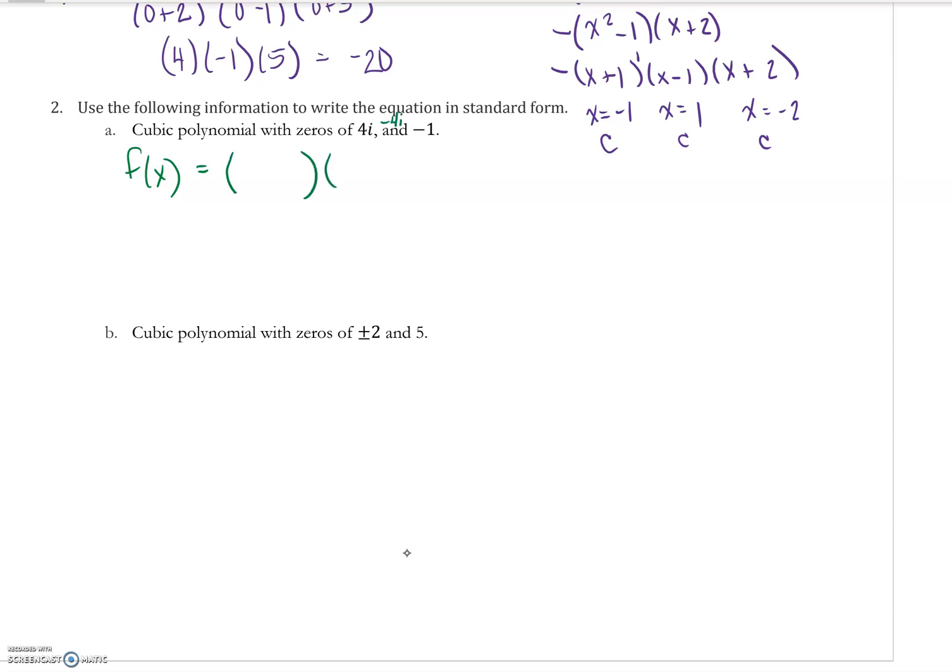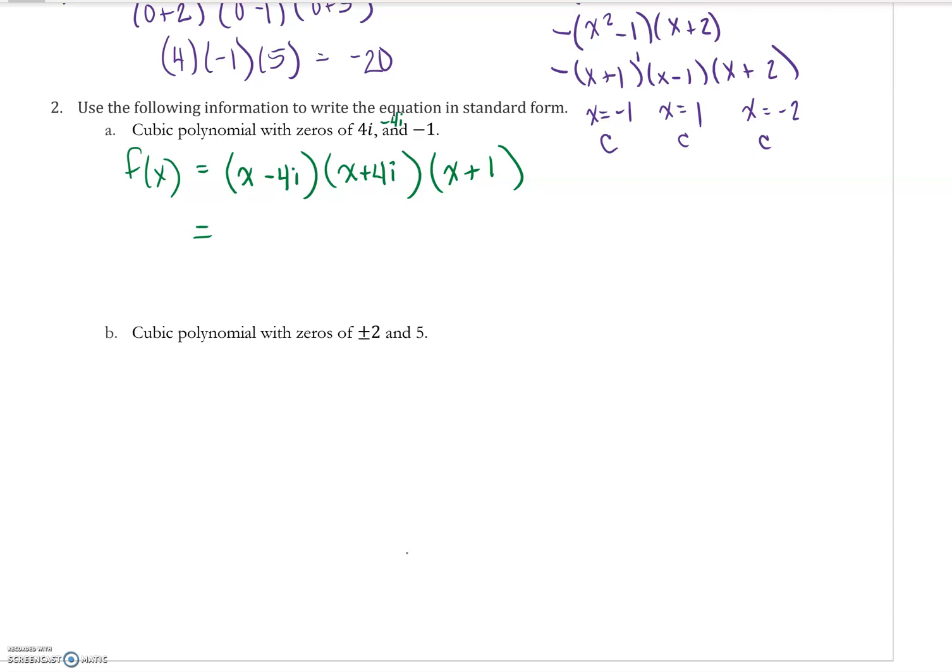So when I put those two zeros into my factors, the positive 4i is going to give me a factor of x minus 4i. Remember, it's always the opposite inside the factor. For negative 4i, I know I'm going to have x plus 4i. And for the 0 at negative 1, we're going to assume that comes from the factor x plus 1. So technically, I do have my polynomial written, but I want to have it in standard form, and I don't want imaginary numbers when I write it in standard form.